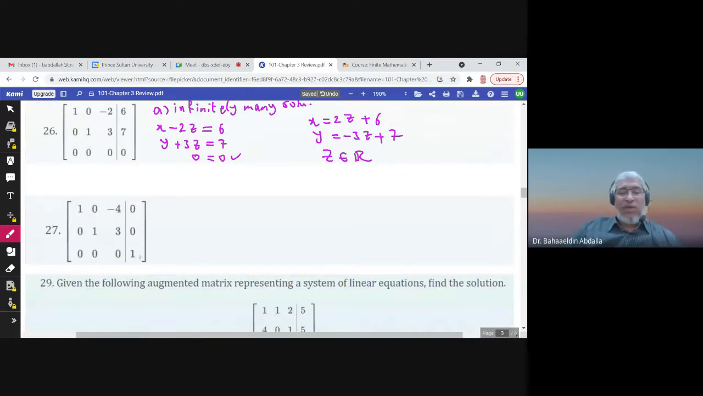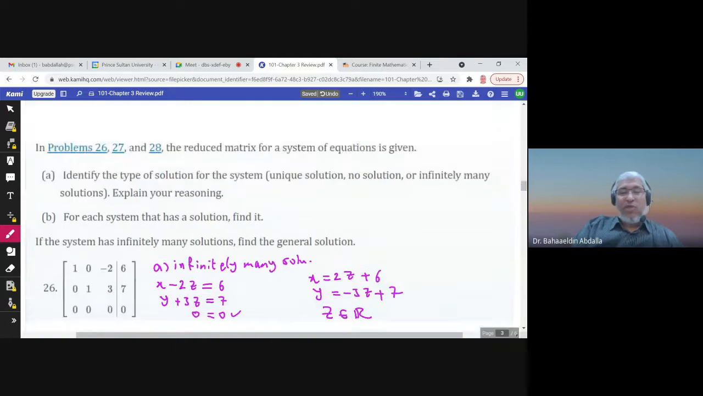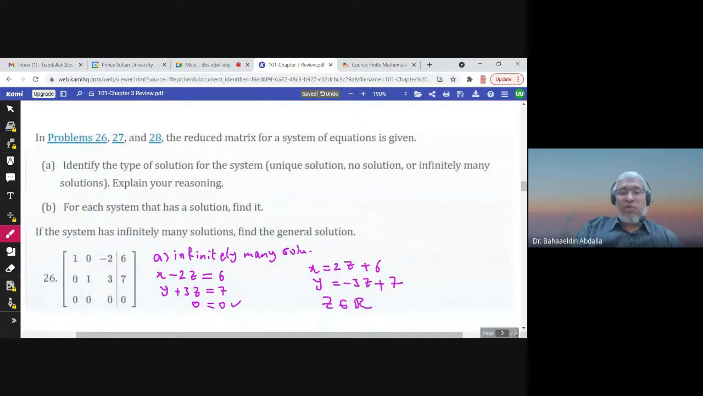While here we have 0 equals 1 from the last row, and this is not possible. So this system has no solution. Whatever I replace x, y, and z by, I can never make 0 equal to 1. So this system has no solution.